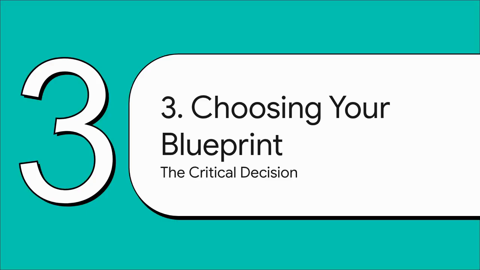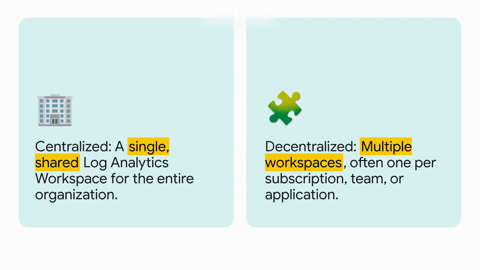Okay, so having a central hub is great, but how you structure it, that's probably the most critical architectural decision you're going to make. This is where we really start designing the blueprint. This is where we earn our keep. So at a high level, you've really got two main ways to go. On one hand, you've got the centralized model, where pretty much everyone logs to a single shared workspace. And on the other, you have the decentralized model, where you might have separate workspaces for each team, or each app, or maybe per subscription. Each one has some pretty significant trade-offs.